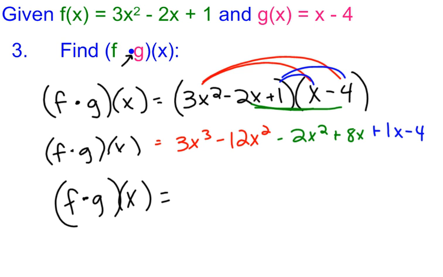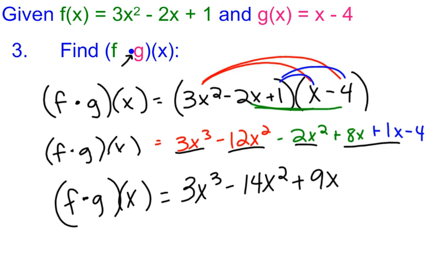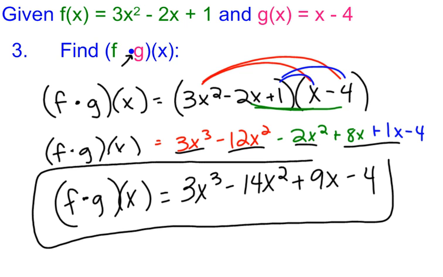My last step then would be to add like terms. So I'm going to add my x cubes. I only have 1. Add my x squareds together, so I get negative 14x squared. 8x plus 1x is 9x. And then I have one constant still, which is the minus 4. So there's my answer for multiplying.